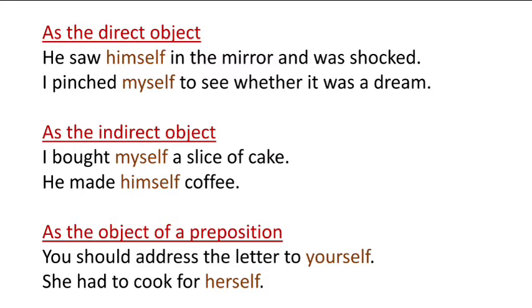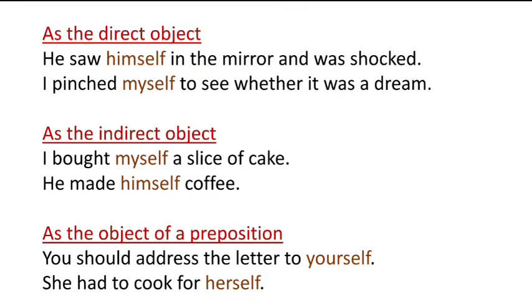As the object of preposition: You should address the letter to yourself. She had to cook for herself. Now in these 2 sentences, yourself and herself are referring back to the subjects you and she, and hence they are reflexive pronouns. Here they are the object of the prepositions to and for.